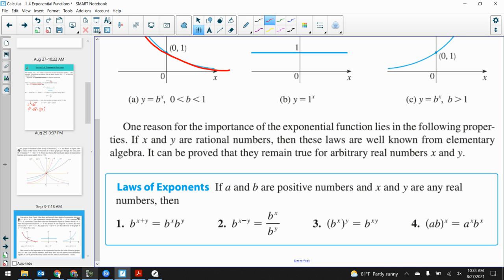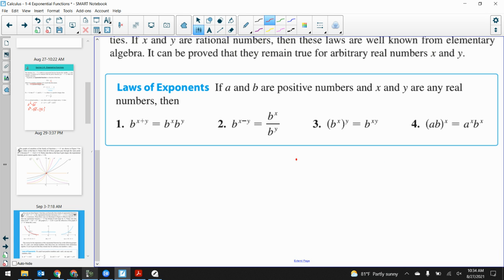Now, please don't confuse this. I am not saying that a plus b to the x is a to the x plus b to the x. That is not the same thing as a times b to the x is equal to a to the x, b to the x. Okay? Be very careful about this. This does not distribute like this does. You can distribute here because this is a product. You cannot distribute here because this is a sum. So you can distribute if it's a product but not a sum.